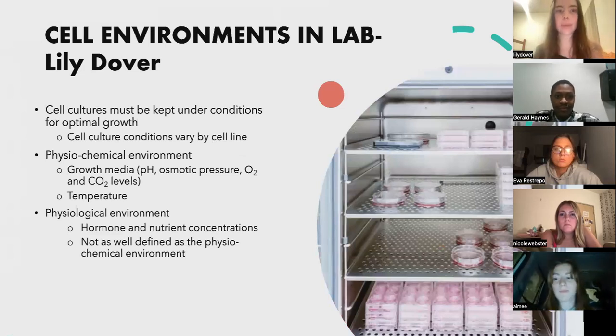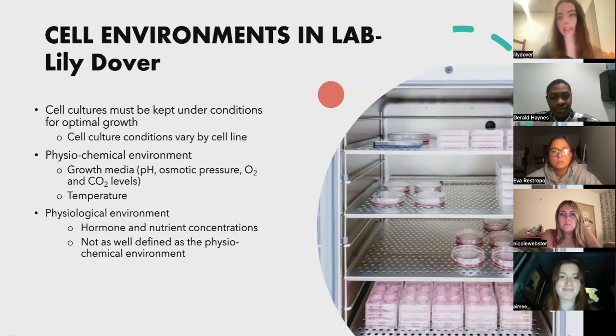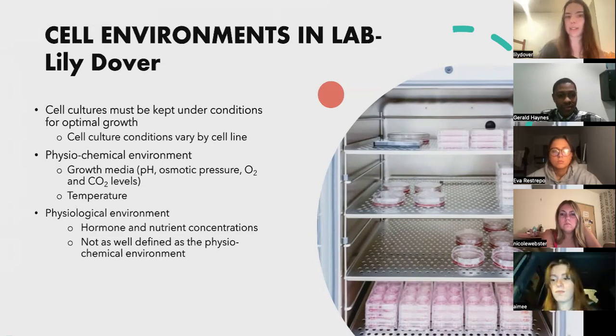All right, next we'll be talking about the cell environments in lab. So cell cultures must be kept under certain conditions for optimal growth, and depending on the cell that you're working with, the conditions will vary. So the environments are kind of separated into two different sections: the physiochemical environment and the physiological environment.